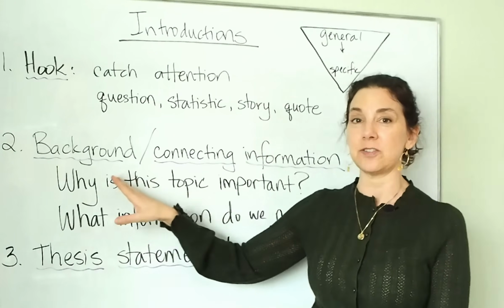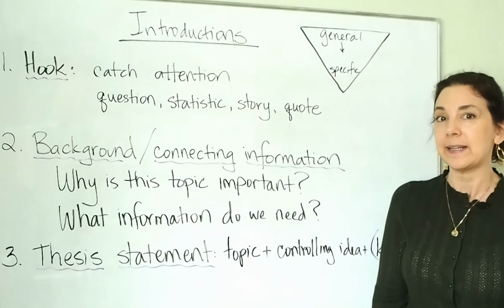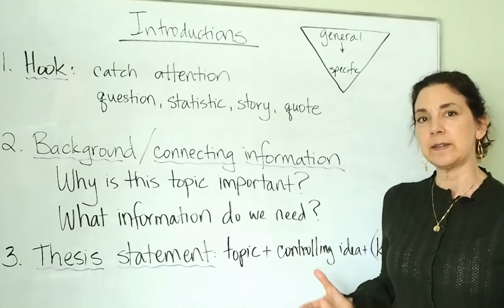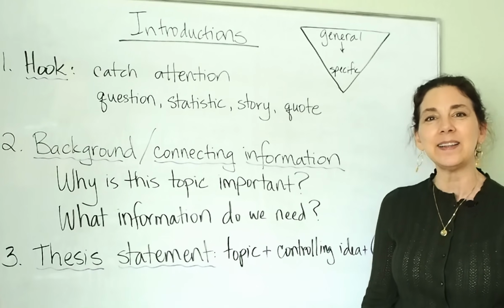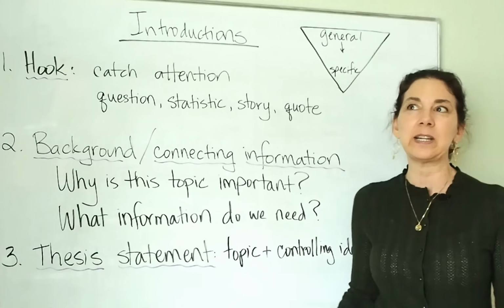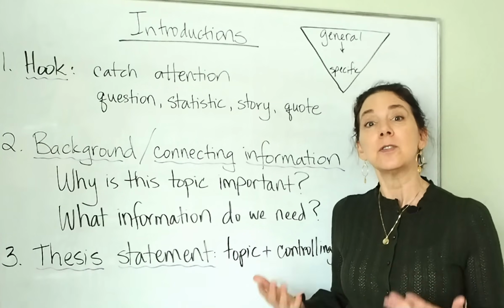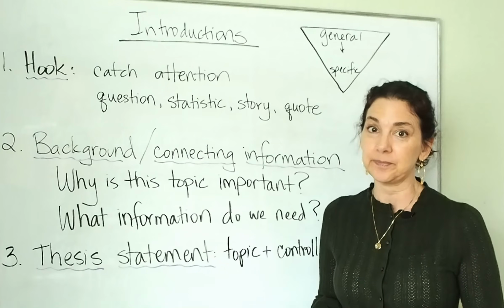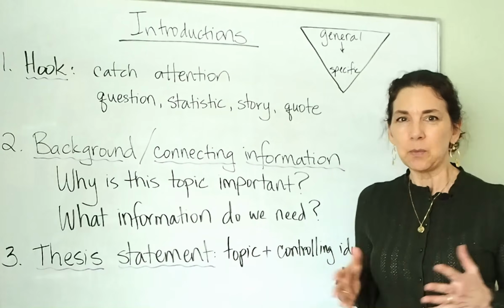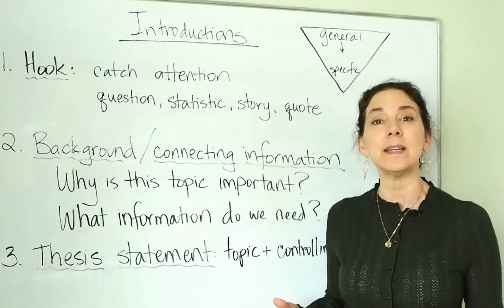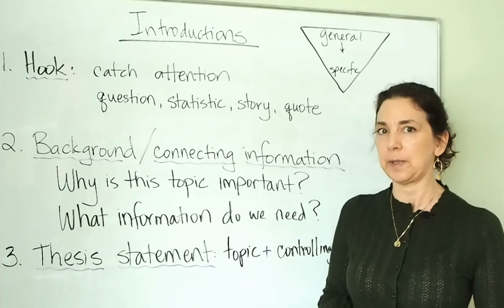Then you're going to transition into the next section of your introduction, which is going to be a little bit longer, and that's the background or connecting information. What does this section do? Well, this section answers 2 questions. First, why is this topic important? This is basically like a who cares section. You need to tell your reader why the topic is important so that your reader will want to continue reading. And second, what information do we need? That's what we mean by background. What important information about the topic do we need to feel comfortable and continue reading? And we'll look at some examples of this in just a moment.